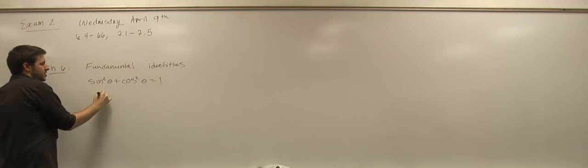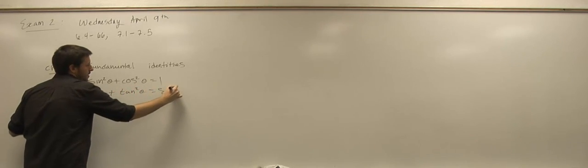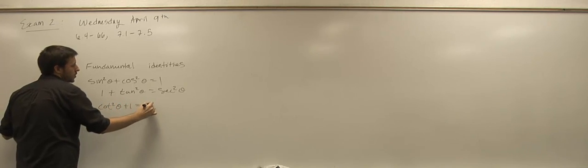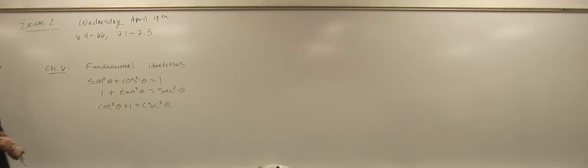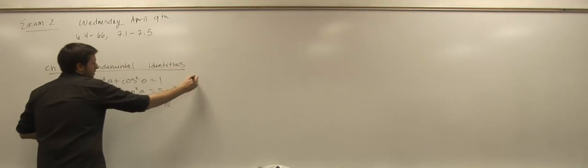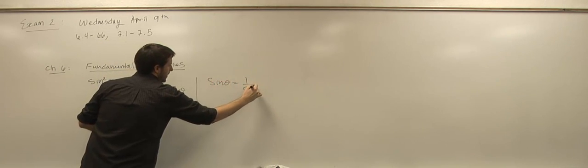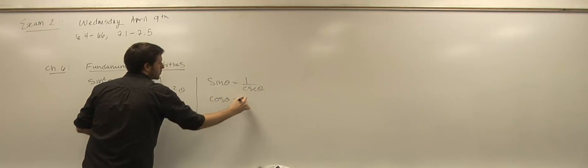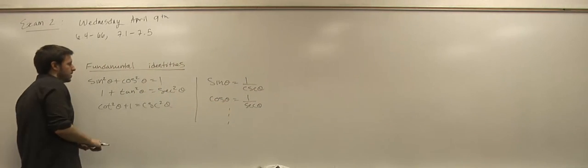Or you can rewrite that a bunch of ways, like 1 plus tan squared theta equals secant squared theta, or cotan squared theta plus 1 equals cosecant squared theta. So those were our Pythagorean identities. And then there were the reciprocal identities, right? Sine theta equals 1 over cosecant theta, and all that. Cosine theta equals 1 over secant theta, and so on.